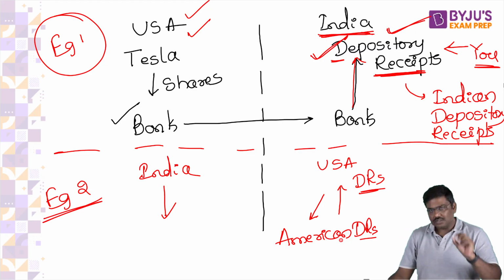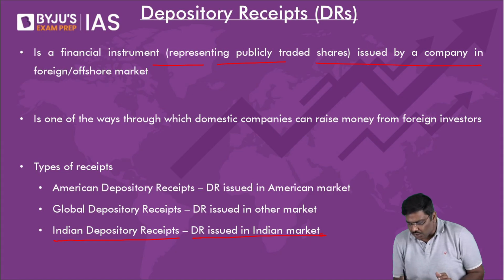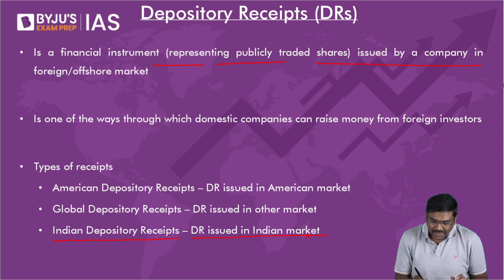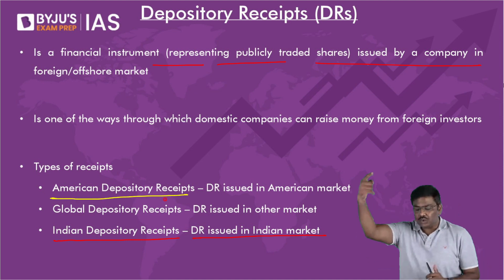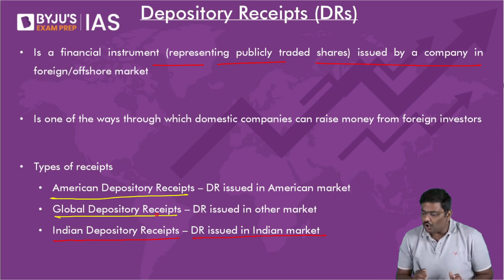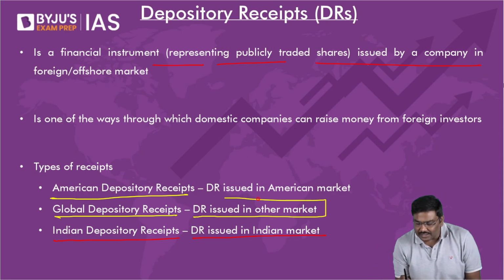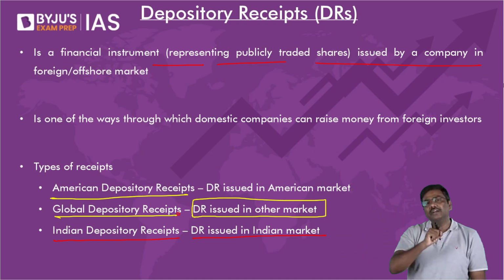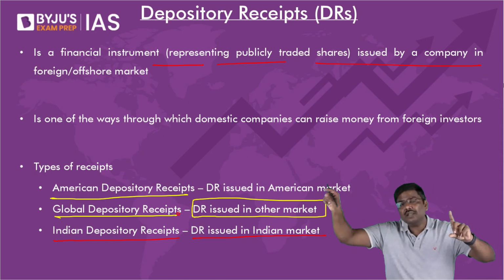Any problem? So think of it. One is called IDR. Whenever DRs are issued in the Indian market, these are called IDR. Second one is ADR, American depository receipts. Whenever DRs are listed, issued in USA, these are called ADRs. Third one is GDR, Global Depository Receipts. In case of Global Depository Receipts, these are issued in other markets. For example, think of it. Indian company will issue depository receipts in European market.